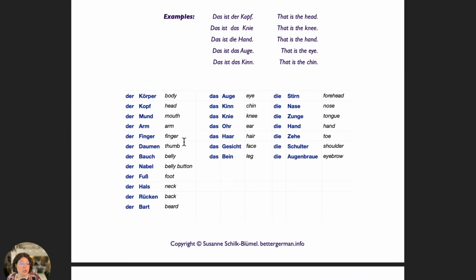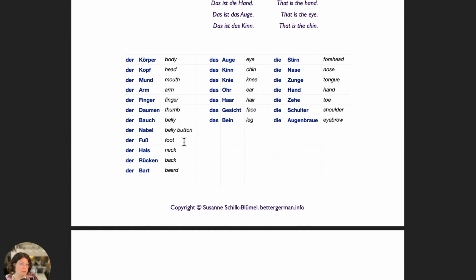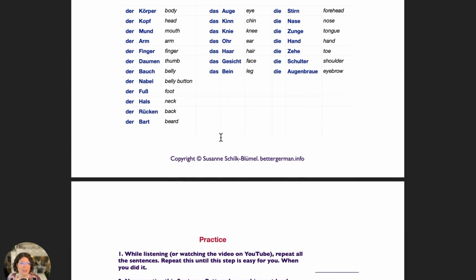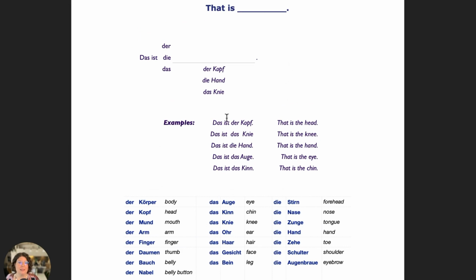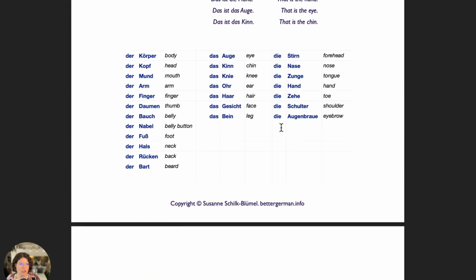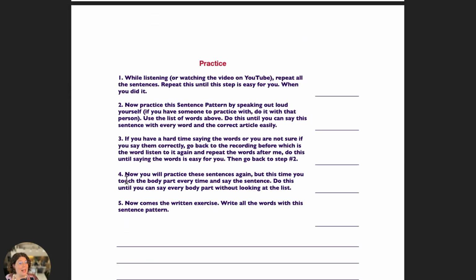Don't worry if it's perfect, but do this until you feel good about it. When you're not sure if you're saying it right, listen how I say it and repeat it after me until you feel good about it, okay? If you had to do that, you go back and then you practice this sentence pattern. This is all written up in that thing you're going to download, by the way. And now you do what we just did. You say these words again while touching the different body parts.